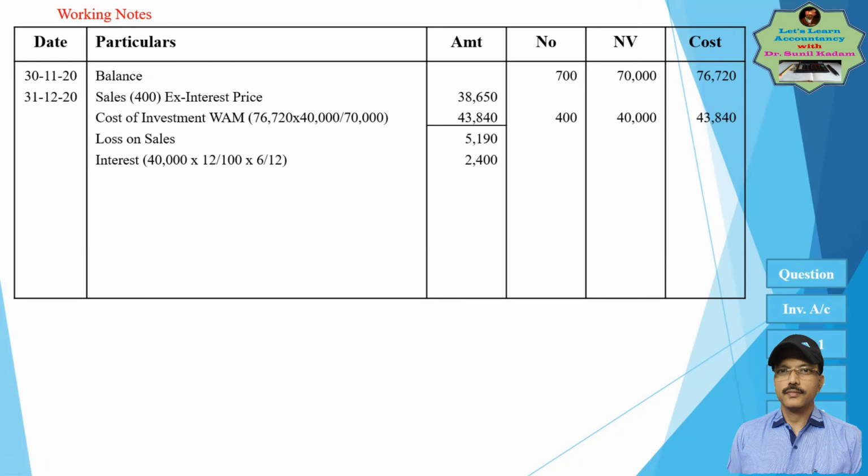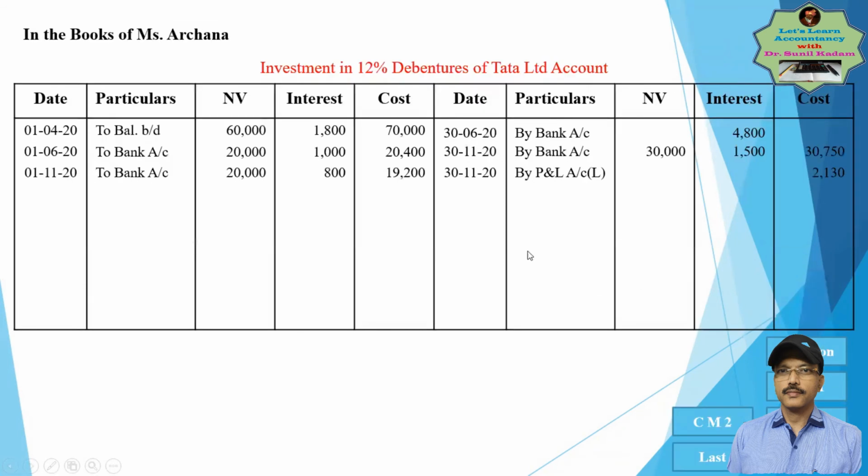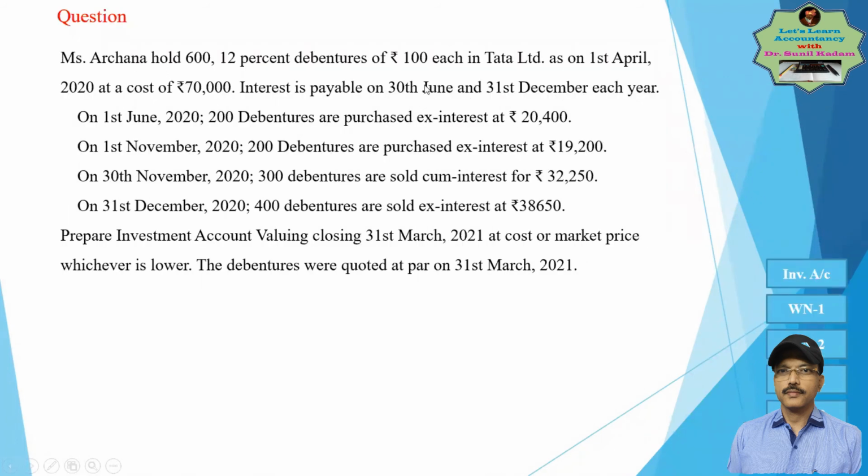So the entry is passed. Let's do the posting. On the investment account credit side, on 31st December by bank, 40,000 nominal value, 2,400 interest and 38,650 actual sales price will be recorded. And the difference is the loss on 31st December by profit and loss account, the loss of 5,190. If there were any profit, we would have charged it on the debit side. It is a loss, that's why it is credited. We have recorded interest received on the same date, 31st December also. So whatever balance is available on that interest, we will receive. Let's go to the working note.